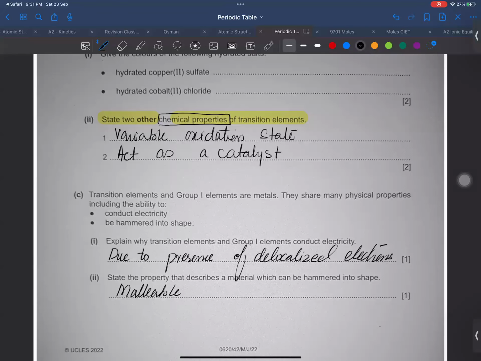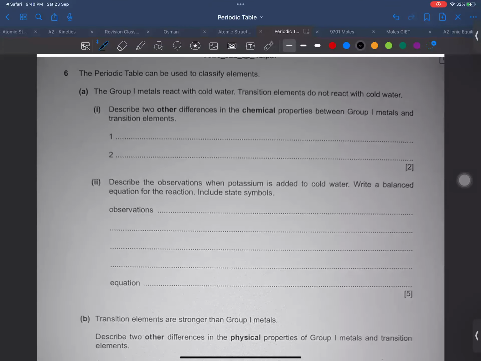So this is the next question that we are going to have now. The periodic table can be used to classify elements, the same thing that we were talking about in the last question. The group 1 metals react with cold water. Transition elements do not react with cold water. Describe two other differences in the chemical properties between group 1 metals and transition metals.